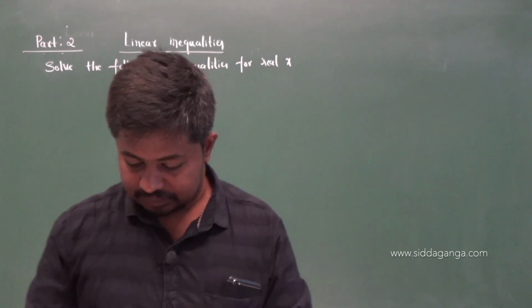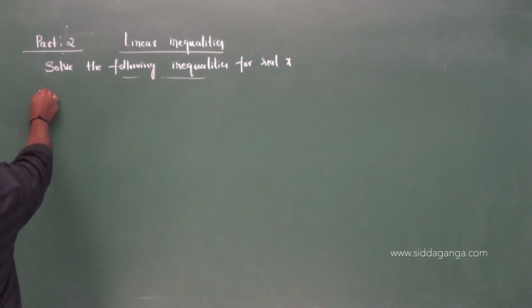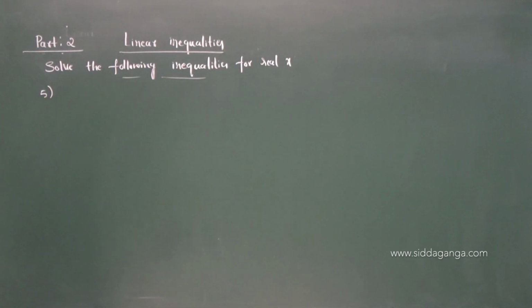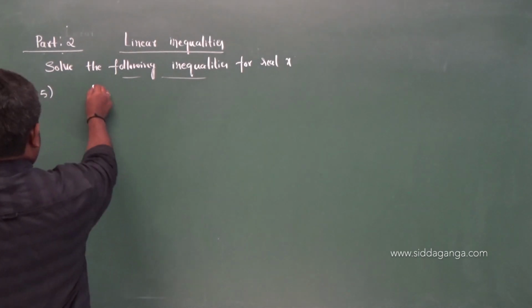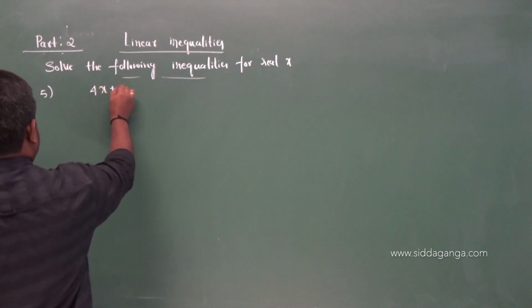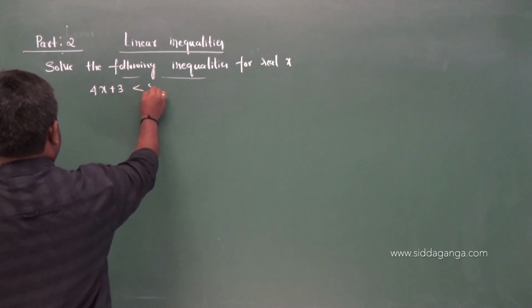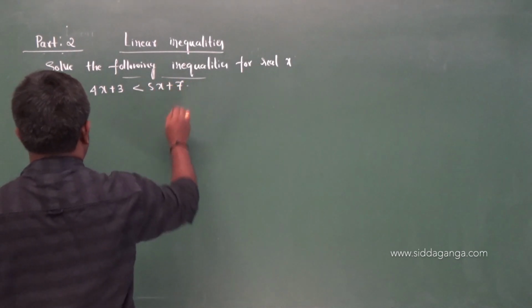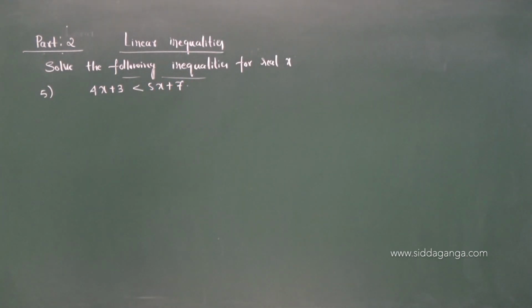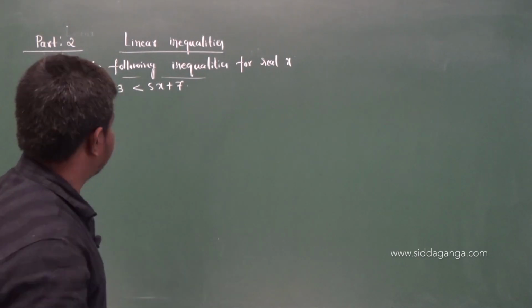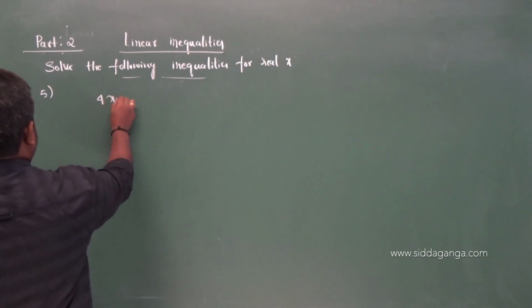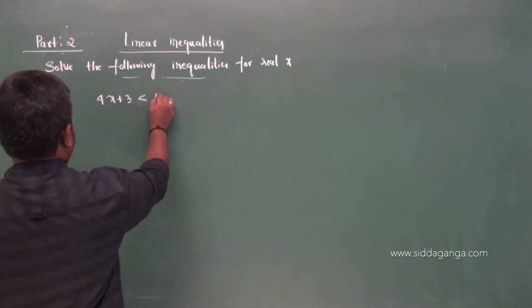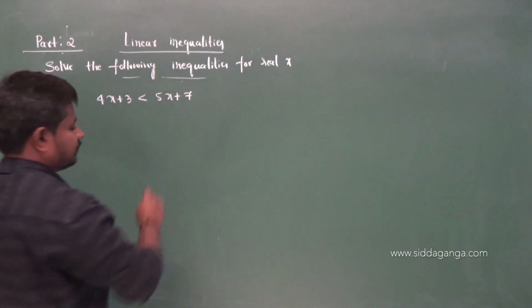The fifth problem is 4x plus 3 is less than 5x plus 7. 4x plus 3 is less than 5x plus 7.